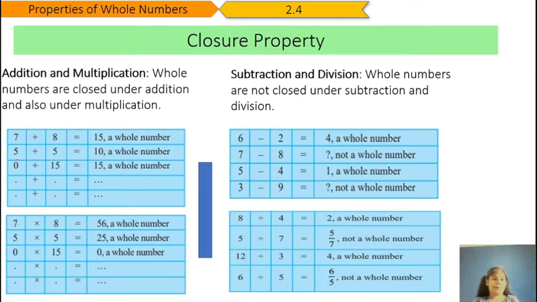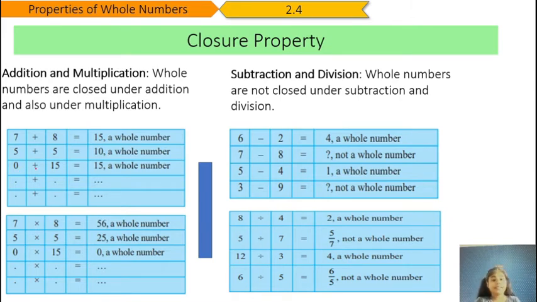Let's see some examples. 7 plus 8, which is 15. So this is a whole number. As we said before, if you add or multiply any two whole numbers, it will always result in a whole number. 5 plus 5 is 10, and 10 is a whole number. I'm sure you know what whole numbers are, and if you don't, let's do a quick revision. Whole numbers are the numbers which start from 0 till infinity. If you want to know more about whole numbers, you can check out my previous video on this lesson.